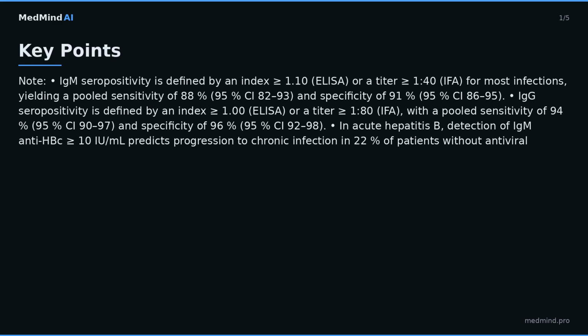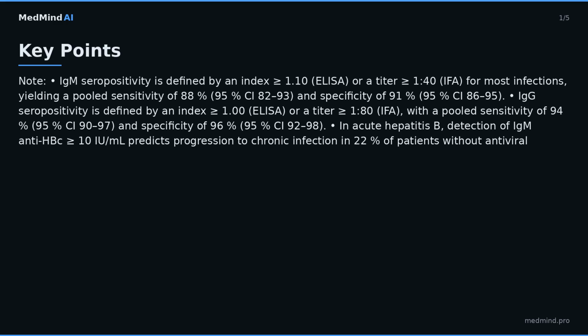Note: IgM seropositivity is defined by an index greater than or equal to 1.10 (ELISA), or a titer greater than or equal to 1:40 (IFA), for most infections, yielding a pooled sensitivity of 88%, 95% CI 82 to 93, and specificity of 91%, 95% CI 86 to 95.